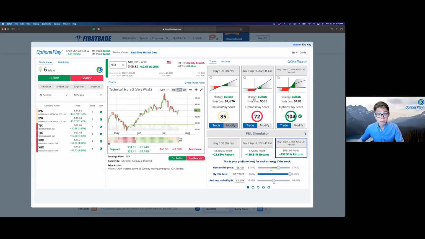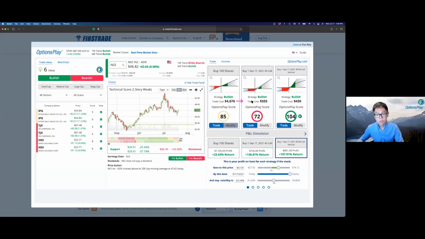So the 3 bullish strategies that we'll default to is buying 100 shares of the stock, buying a call option, which is the simple call strategy that we talked about first, and then the vertical spread, which is the debit spread that I talked about second. So as you can see, to buy 100 shares of the stock, it would cost you $4,600. To buy a call option, $555. Buying a call spread, $430.